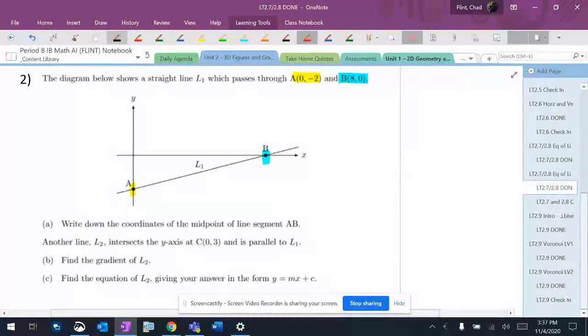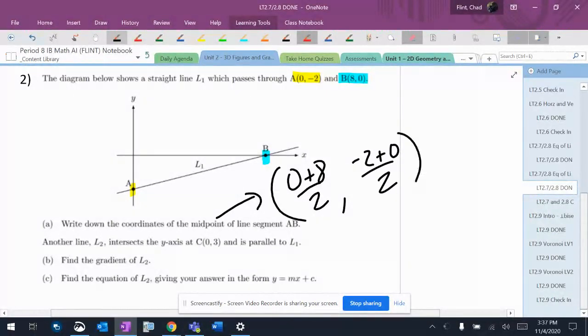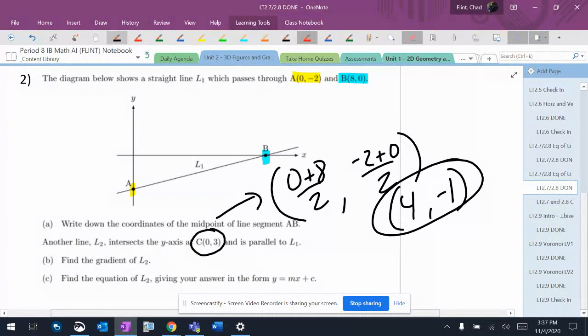So it says, what are the coordinates of the midpoint? All right, well, midpoint is (x1 plus x2) over 2, which is 0 plus 8 over 2, and then (y1 plus y2) over 2, which is going to be 4, negative 1. So there's the midpoint.